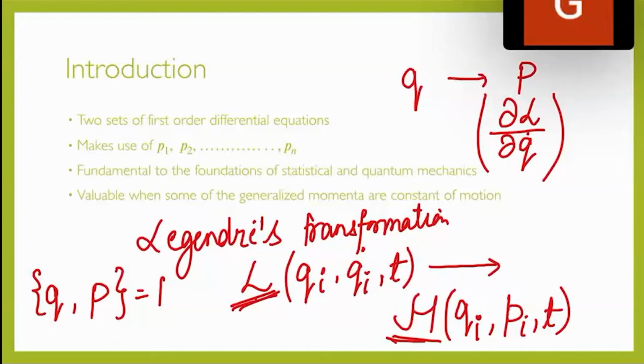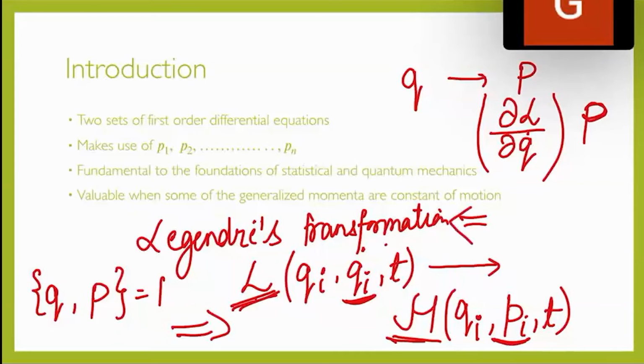Here, I know that my generalized momentum is given by del L by del Q dot. So the Legendre transformation converts one function into another function, which is a function of its conjugate. The only change here is that instead of Qi dot, we have Pi, where Qi and Pi are conjugate to each other. This is how the transition from the Lagrangian function to the Hamiltonian function was done using the Legendre transformation.